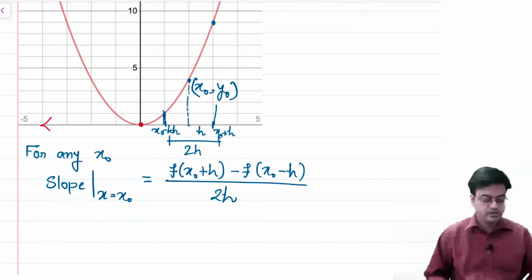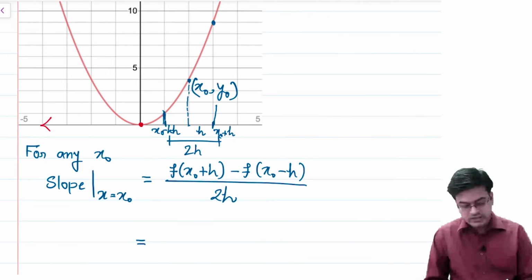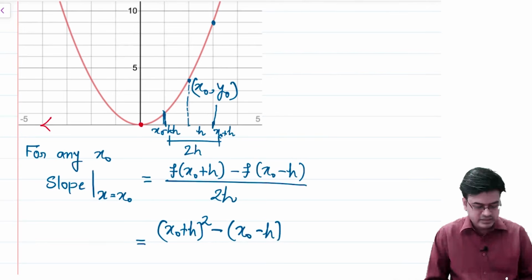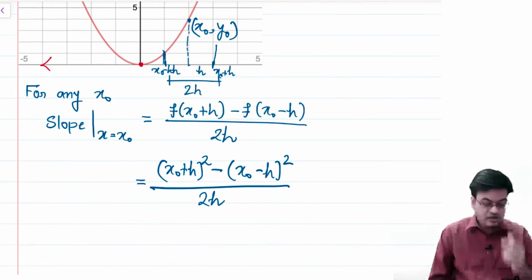Now let us bring in the function itself, y is equal to x square, and see what is the slope of this particular function. So simply put in y is equal to x square, and therefore this will be f of x naught. So it will be x naught plus h the whole square minus x naught minus h the whole square upon 2h. Now you can simply do the calculation.